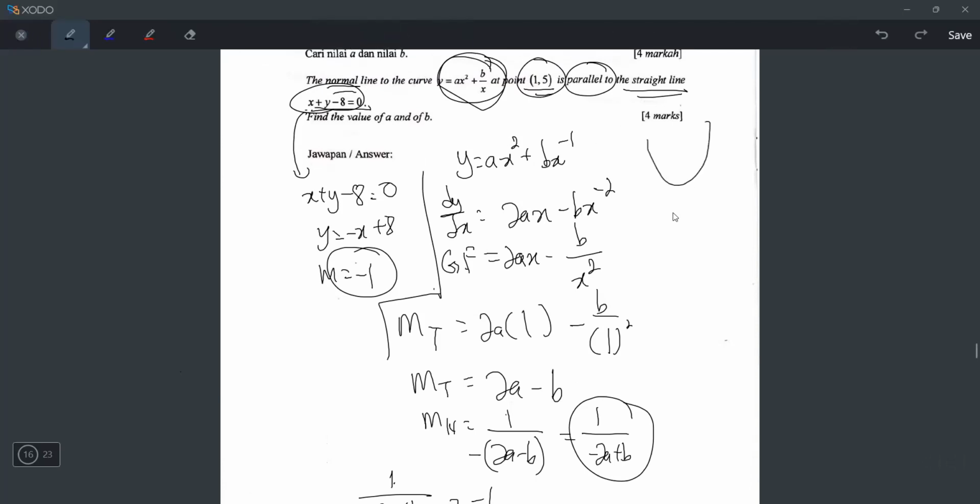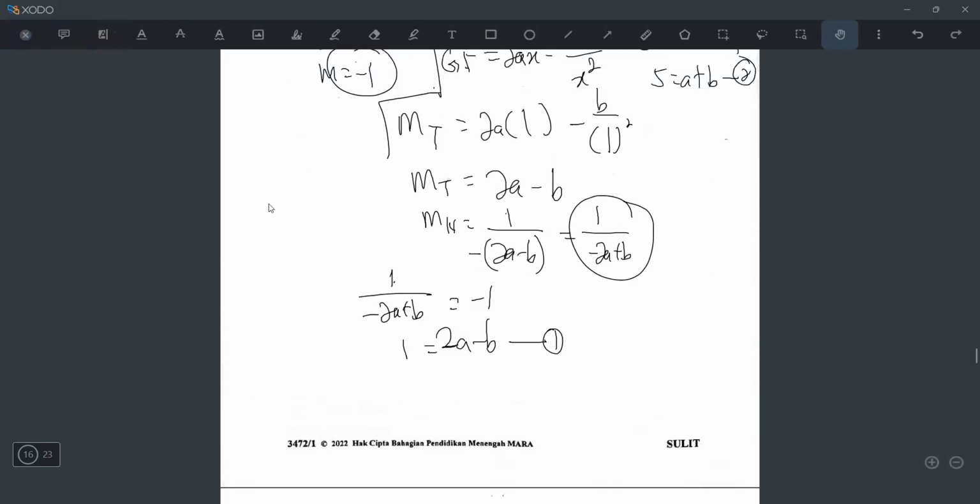If this is how the curve looks like, and this is the tangent, and I say this is 1,5, where will be the normal? It will be here, right? So this 1,5 is a very special point because the curve passes through this point, the tangent also passes through this point, and the normal also passes through this point. It means I can substitute this point inside here directly. The x is 1, the y is 5. So the y I will replace with 5, and then ax squared, which is a times bracket 1 squared, plus b over x, which is b over 1. You will end up with 5 equals a plus b, which is equation 2.